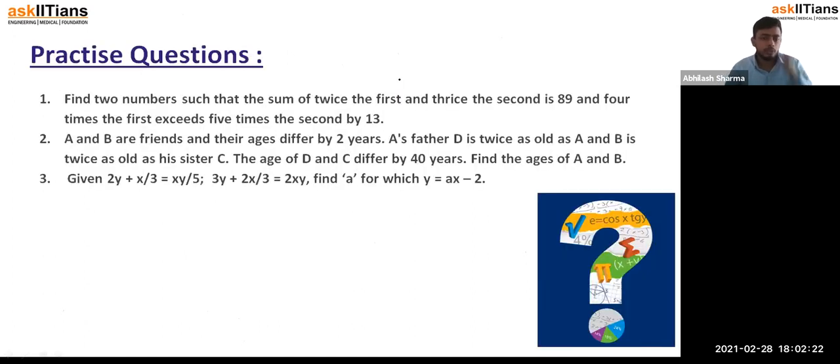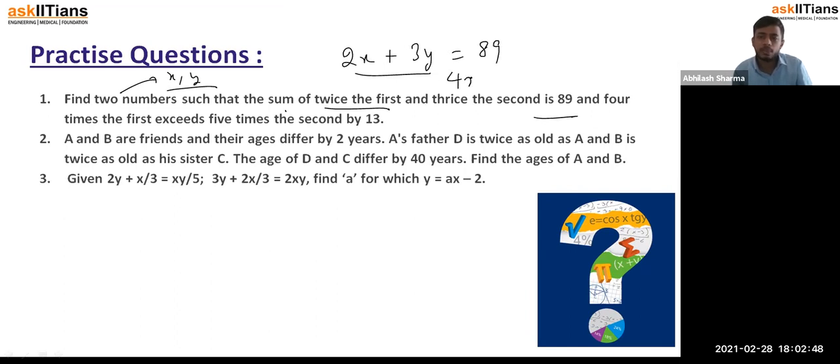Now let's have a look at these questions. Find two numbers such that the sum of twice the first and thrice the second is 89. Okay, so let's assume the numbers are x and y. So the sum of twice the first and thrice the second is 89, and 4 times the first exceeds 5 times the second by 13.